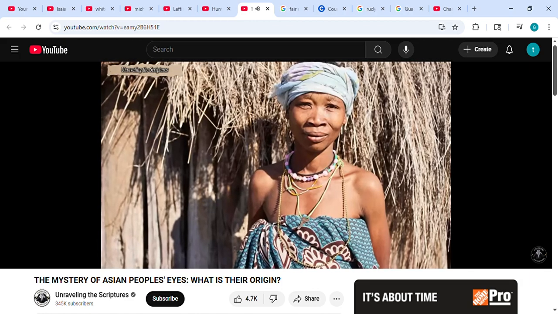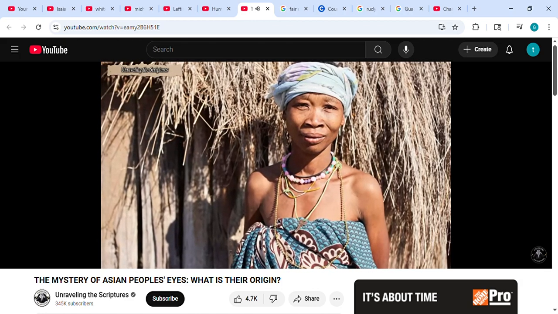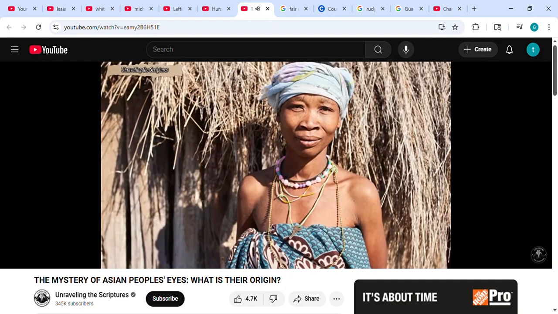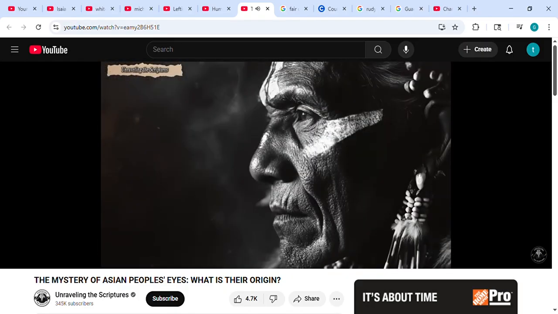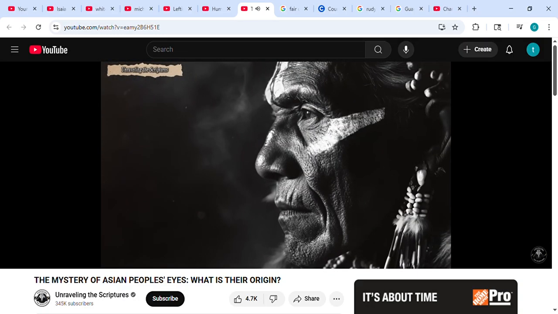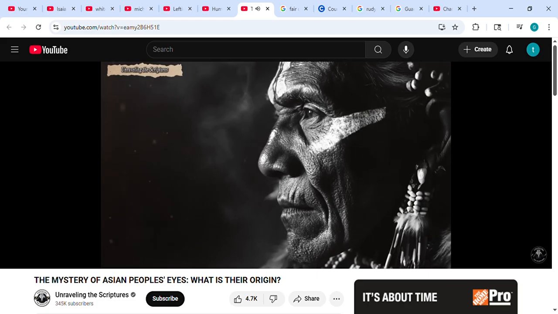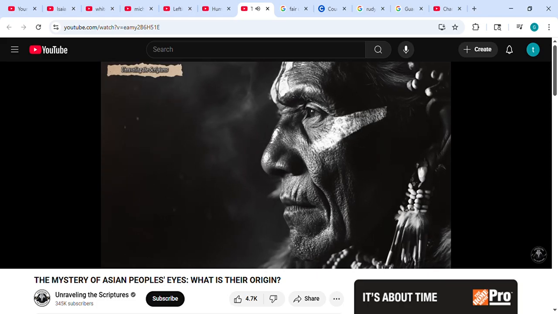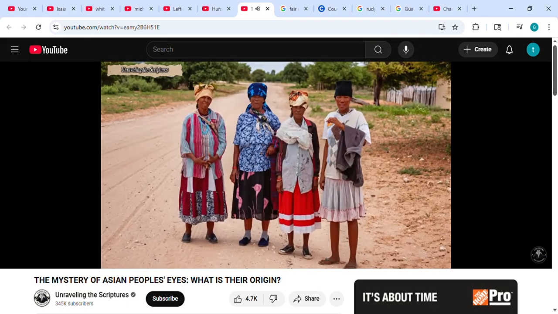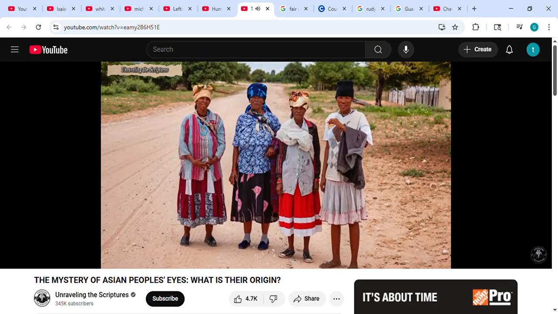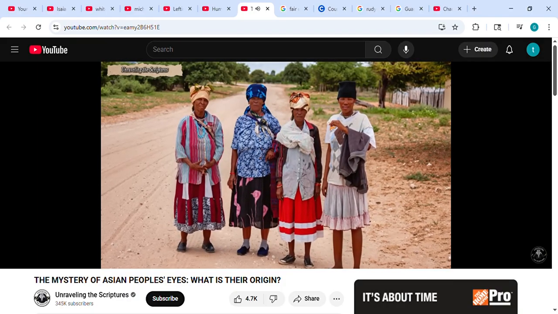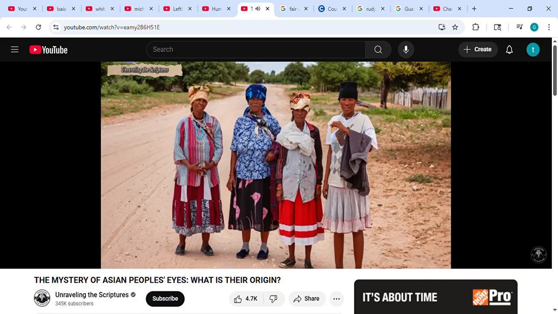As I mentioned earlier, it is important to note that epicanthic folds and slanted eyes are not exclusive to East Asian peoples. Several other populations around the world also have this physical feature, challenging the idea that this trait is a unique marker of a single region or ethnic group. Among these populations, we can mention several African tribes that share this characteristic. For example, the Khoisan people of southern Africa also exhibit epicanthic folds.